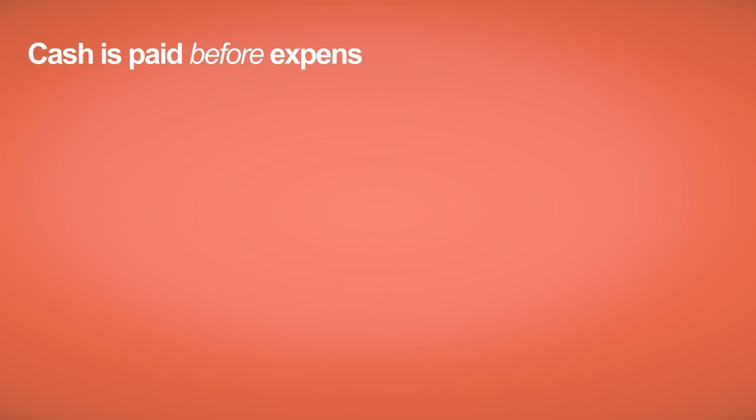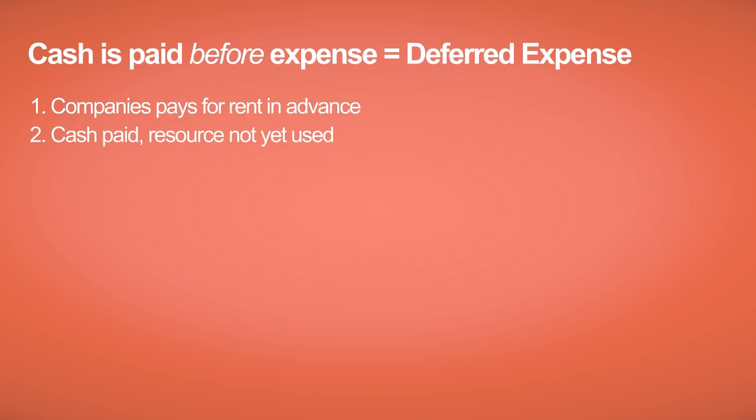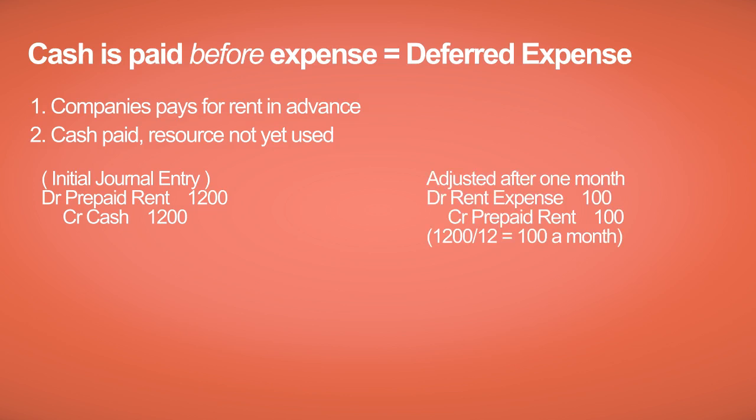When businesses pay for a resource in advance, they have a deferred expense. Prepaid rent is a common example, where there is an initial journal entry debiting prepaid rent for $1,200 and crediting cash for $1,200. Depending on the period, adjustments can be expressed as an expense for a proportion of the total income.